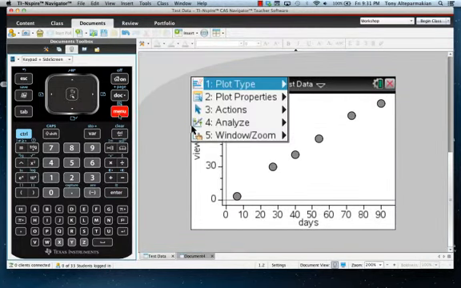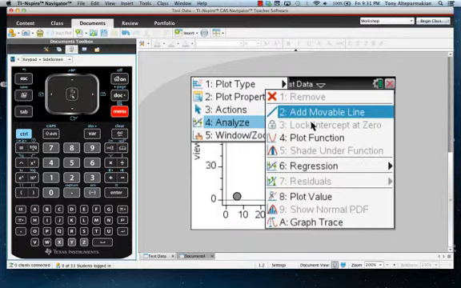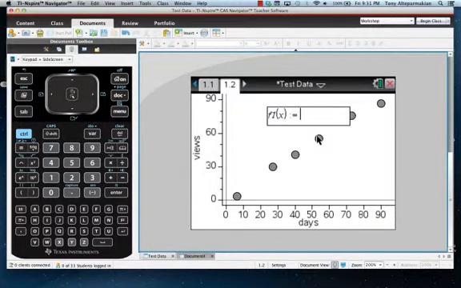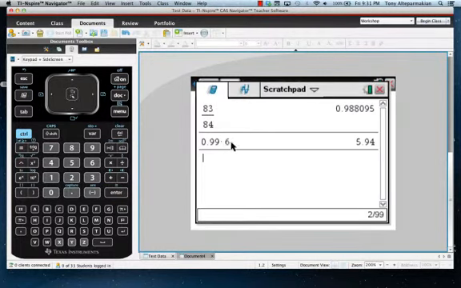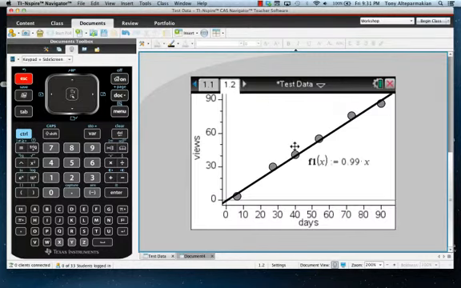What we're going to do is menu, analyze, plot a function, and 0.99 times x. Well, it looks like it did a pretty good job. So why is it that this point, the first point, 6 comma 4, when we looked at the math, 0.99 times 6, did not give me the number 4? And it looks like it's just a little bit below the line.